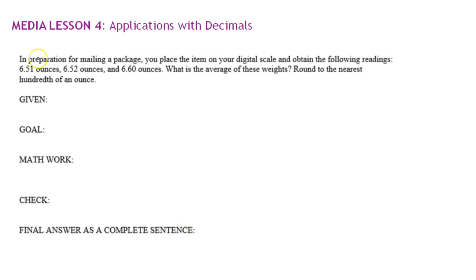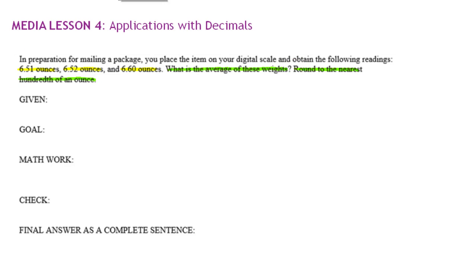So let's read the problem. In preparation for mailing a package, you place the item on your digital scale and obtain the following readings: 6.51 ounces, 6.52, and 6.60. Now here's the question, so I'm going to get the green highlighter ready. What is the average of these weights? And also notice we're asked to round to the nearest hundredth of an ounce.